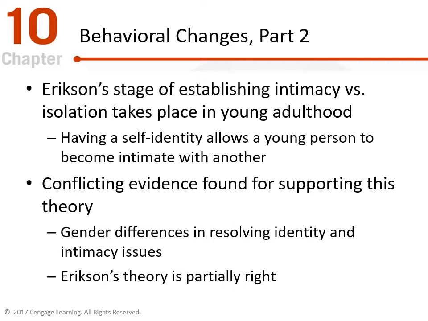So Erikson believes that a major task for young adults is intimacy versus isolation, and this is the 6th step in his theory of psychological development. What he believes is that once a person's identity is established, so remember how we talked about in adolescence how they're searching for that identity, trying out a lot of new things, that kind of carries over a little bit in the first part of adulthood.